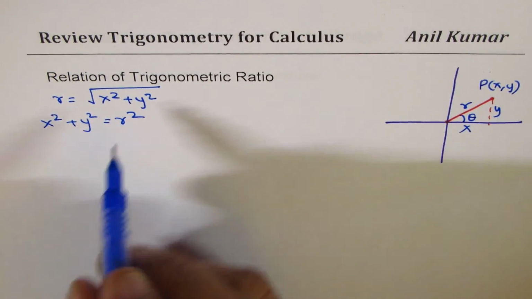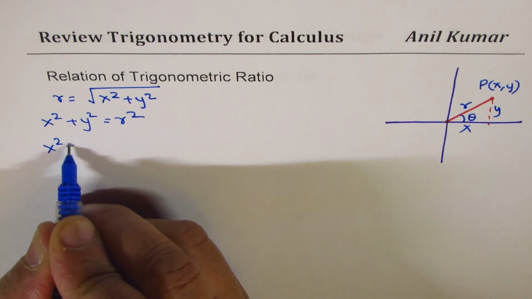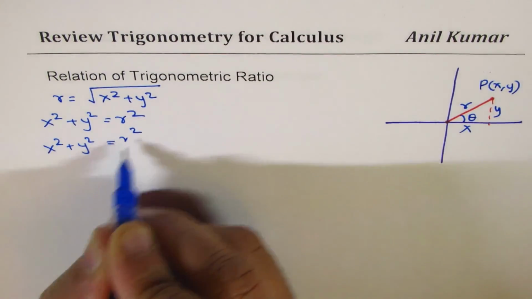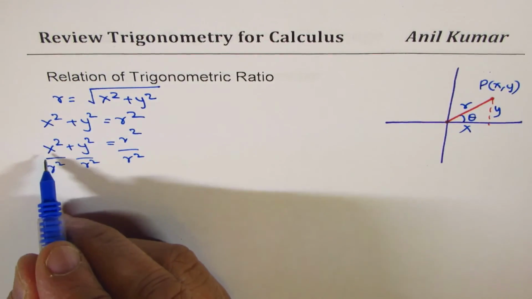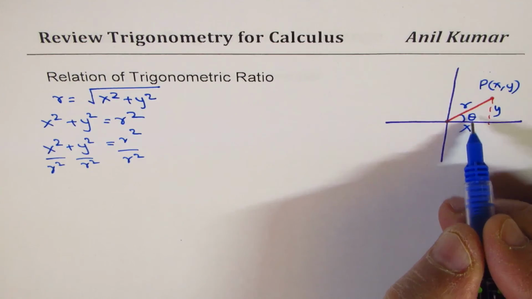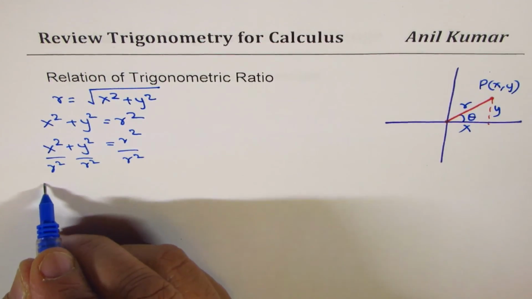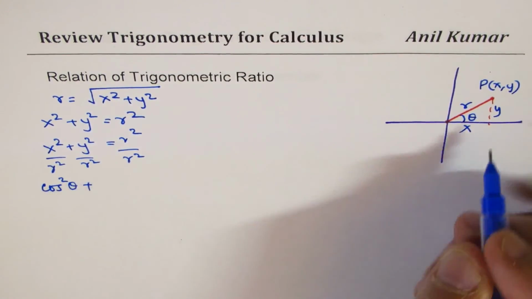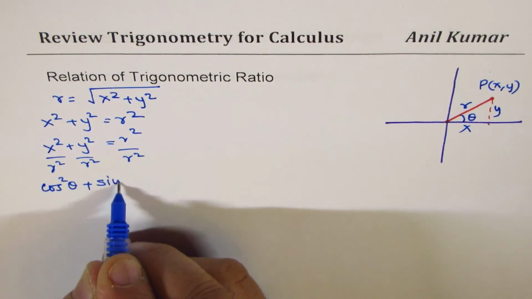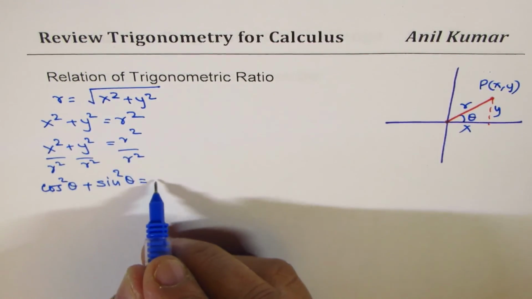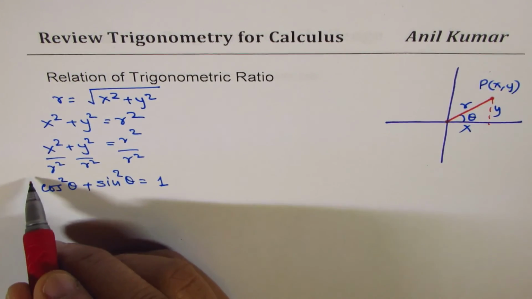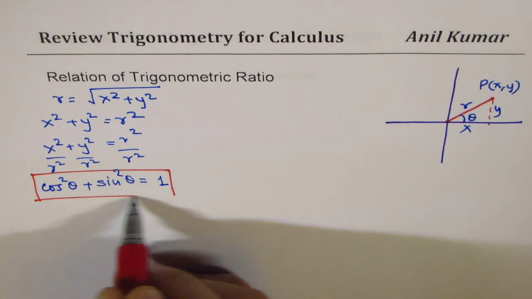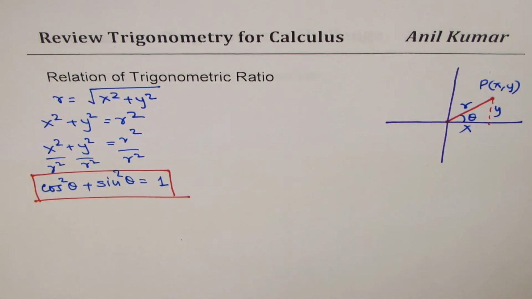Now if I divide all these terms by r square, what do I get? x square plus y square equals r square. Dividing all three terms by r square, we get x over r. Now x over r is cos theta, right? So this gives you cos square theta, y over r is sine square theta, and r over r is 1. So we get one very important relation, which is cos square theta plus sine square theta is 1. Now this is the Pythagorean trigonometric identity, correct?